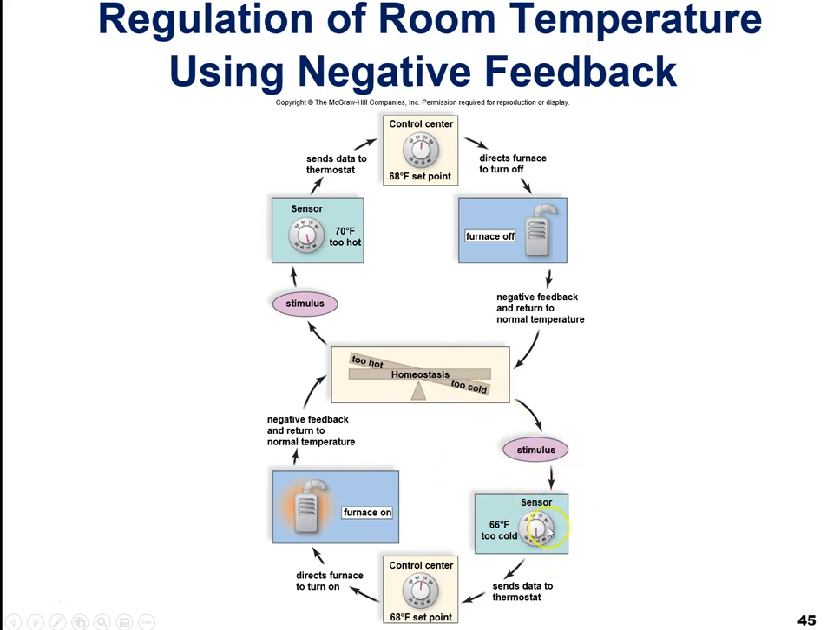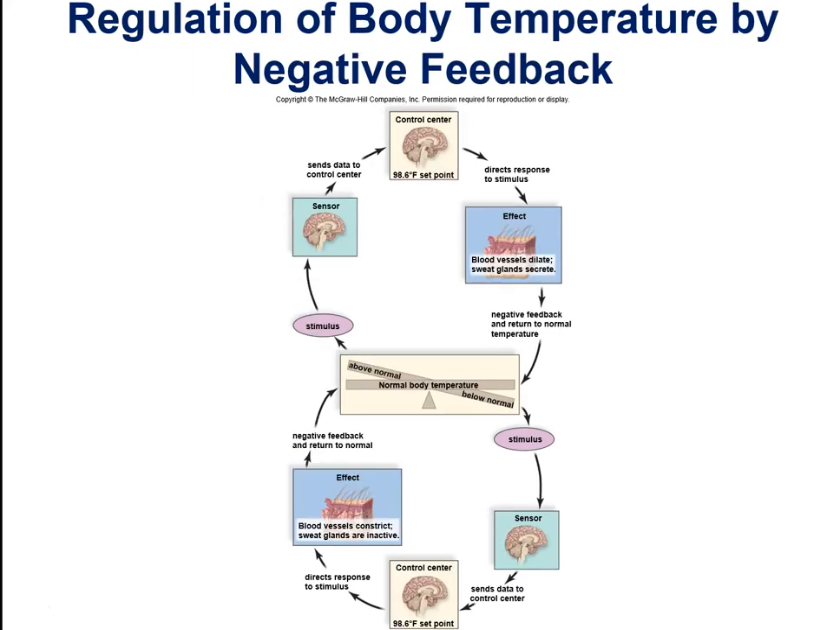That thermometer detects that, sends it to the thermostat, and says basically turn the furnace on. Okay, so that's the analogy with the heating system. If we talk about our bodies, and we're talking about regulation of body temperature, because this is sort of the easiest thing to talk about to illustrate negative feedback. Here's your normal body temperature, right? 98.6 degrees Fahrenheit or 37 degrees Celsius.